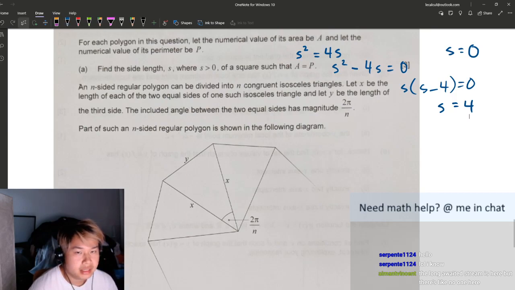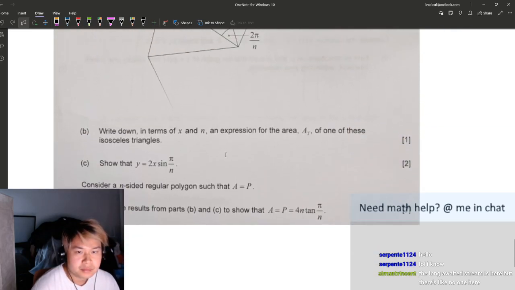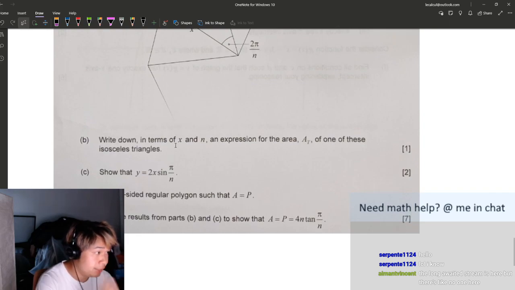Cool. An n-sided regular polygon can be divided into n congruent isosceles triangles. Let x be the length of each of the 2 equal sides of one such isosceles triangle, and let y be the length of the third side. So y is the length of the actual side of the regular polygon. The included angle between the 2 equal sides is, well, 2 pi divided by n, because n is how many isosceles triangles you have. Cool, okay, so here's your diagram. This took up a lot of space. Write down in terms of x and n an expression for the area A of one of these isosceles triangles.